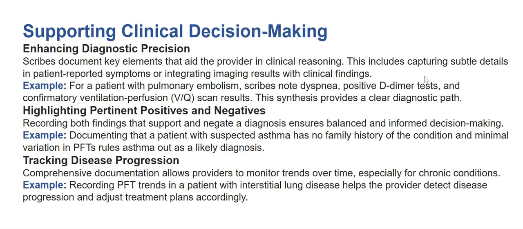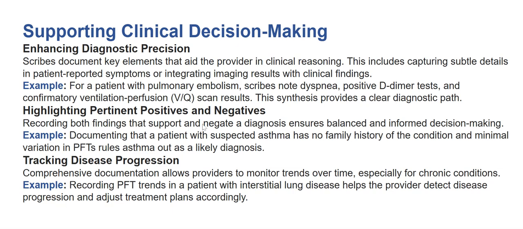Supporting clinical decision making, enhancing diagnostic precision. Scribes document key elements that aid the provider in clinical reasoning. This includes capturing subtle details on patient-reported symptoms or integrating imaging results with clinical findings. Example, for a patient with pulmonary embolism, scribes note dyspnea, positive D-dimer test, and confirmatory ventilation perfusion, V over Q, scan results. This synthesis provides a clear diagnostic path.